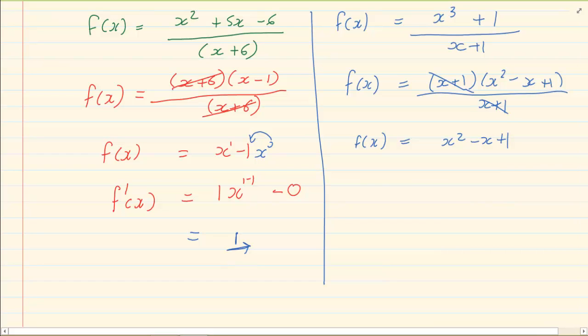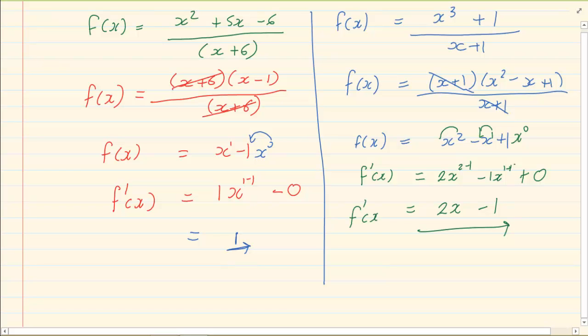You haven't done derivative. Now we start with derivative. We take it in front. So I've got 2x to the power 2 minus 1, minus, I'm bringing it in front, I've got 1x to the power 1 minus 1, and then this is a 0, x to the power 0, so I've got plus 0. Your final derivative is 2x minus 1.